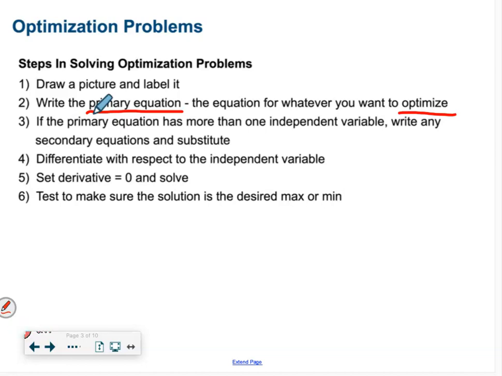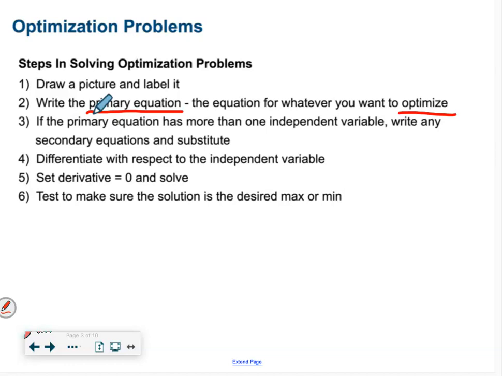You differentiate with respect to that variable because maxes and mins occur when the derivative is 0 or undefined, right? For these problems, it's very rare for the derivative to be undefined at the optimal point. It's almost always 0 at the optimal point. So I say set the derivative equal to 0 and solve. If you want to take a look at the values that make it undefined, feel free, but it's very rare that they lead you to the right answer.